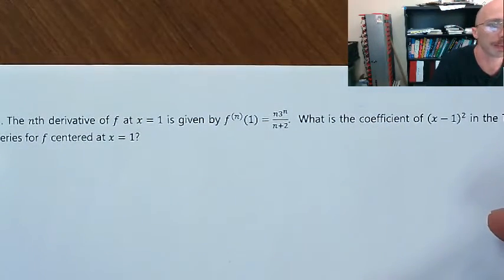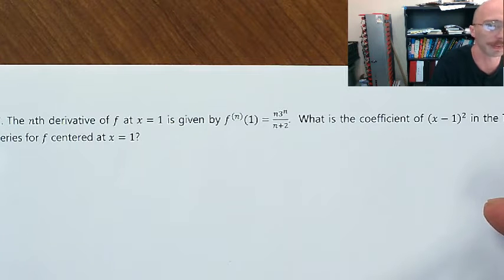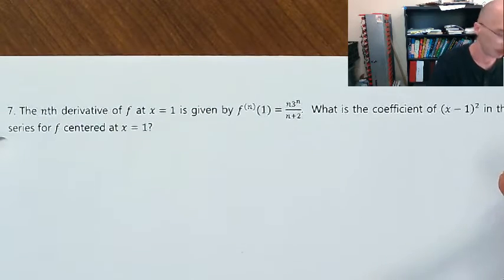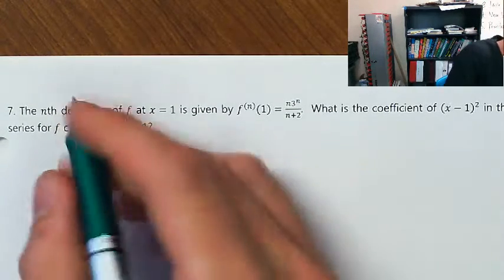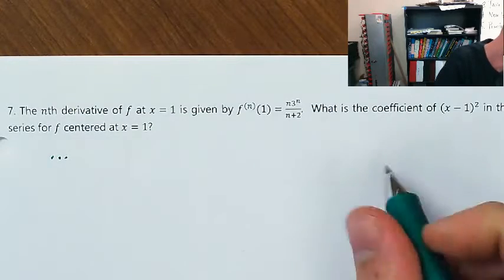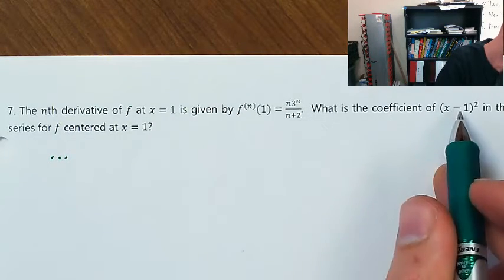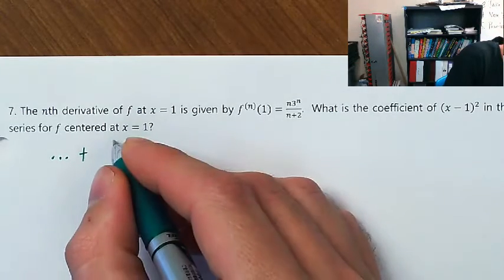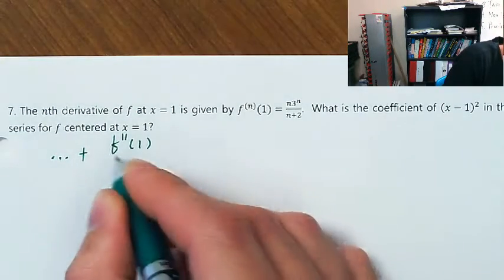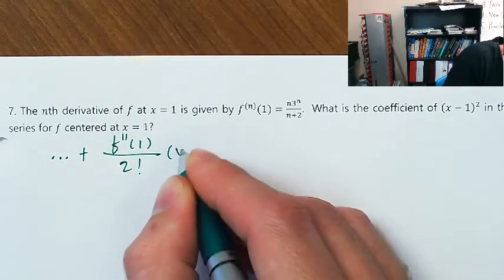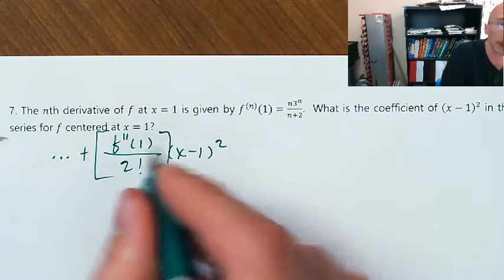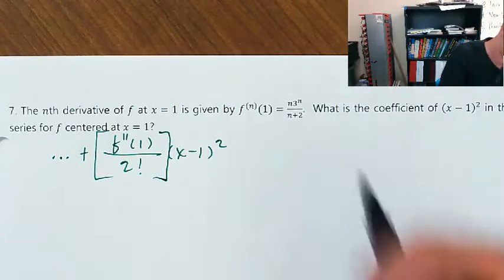The nth derivative of f at x equals 1 is given by f's nth derivative at 1 equals n 3 to the n over n plus 2. Find the coefficient of x minus 1 to the 2 in the Taylor series for f centered at x equals 1. Okay, so we know that the Taylor series, much like what I was saying before, is going to have an f value and f prime value, but we're interested in the second derivative, second power, second factorial term. So that would be f double prime of 1 divided by 2 factorial times x minus 1 to the 2 power. Again, this is the coefficient I'm interested in. I need to just figure out what f double prime of 1 is.